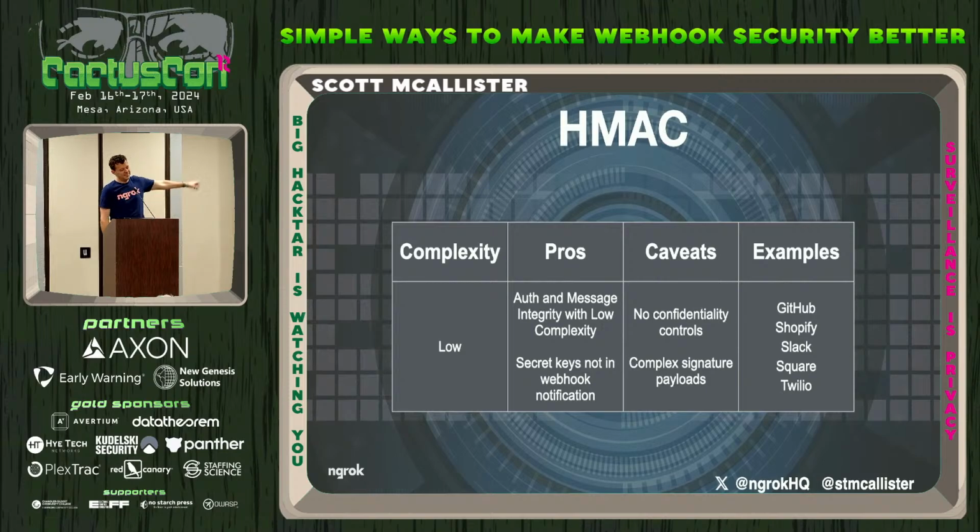And some caveats: there's no confidentiality controls, and there's some complexity to the signature payloads, right? So now that you're passing that over, you have to do the verification on your end of verifying the signature hash. You have to generate the signature hash on your end. GitHub, Shopify, Slack, Square, Twilio. So Twilio, as we were using before, they actually use this HMAC methodology.